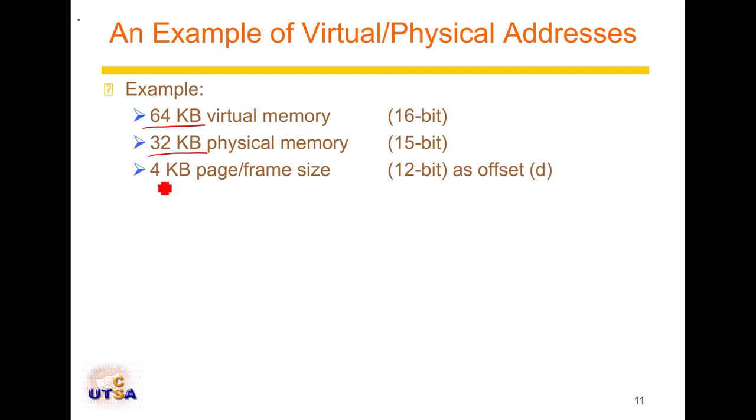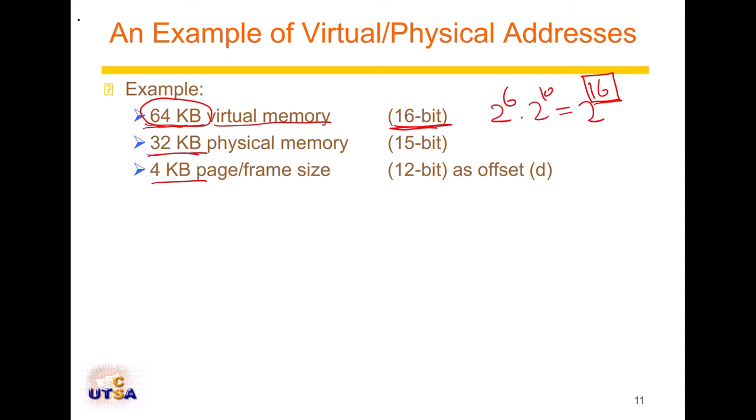And the page size is given as 4 kilobytes. So first what we need to do, if you remember, is find out the representation of this in terms of 2 to the power something. So 64 is 2 to the power 6 and kilo is 2 to the power 10. So altogether it is 2 to the power 16. That's where this 16-bit comes from. So you need 16 bits to address every byte within that virtual memory.